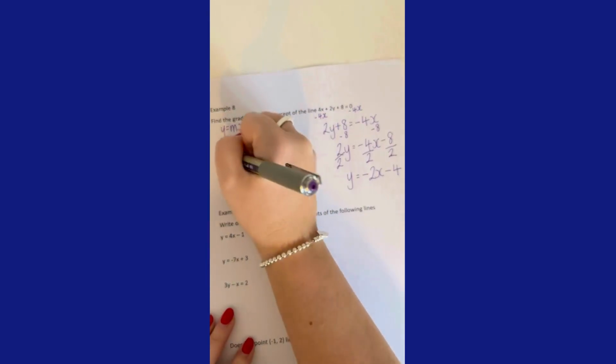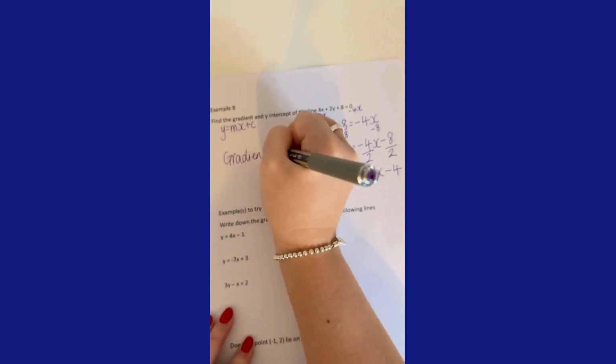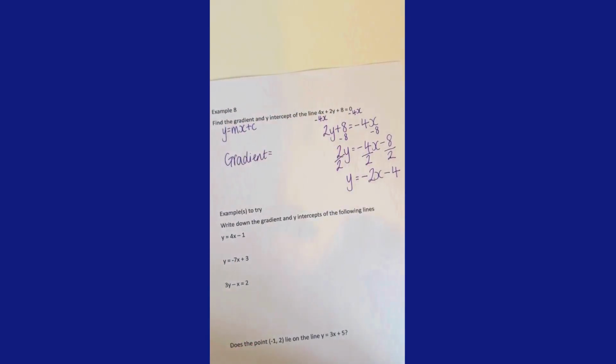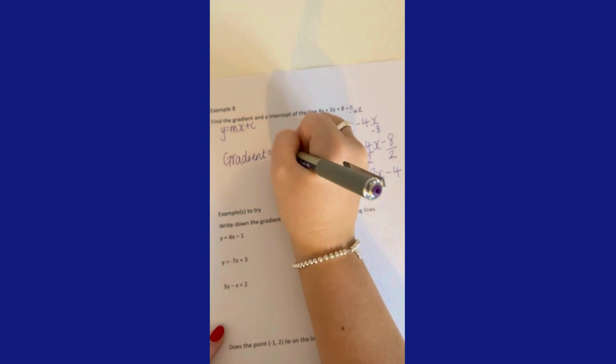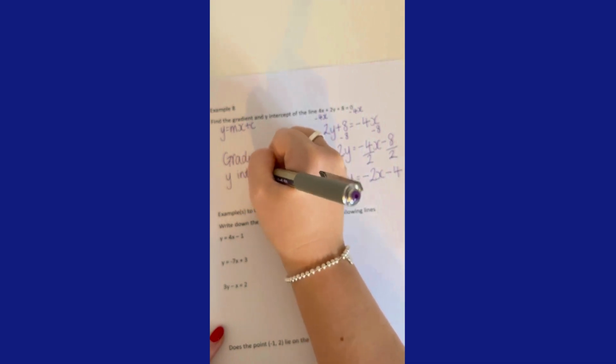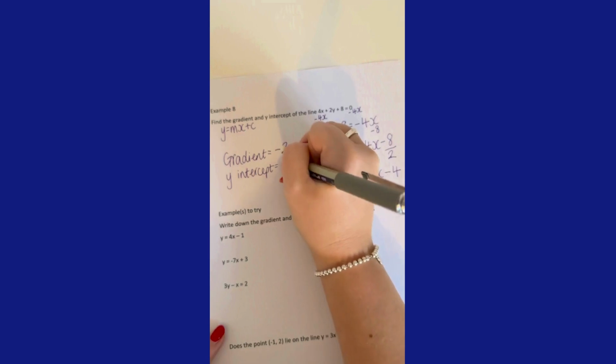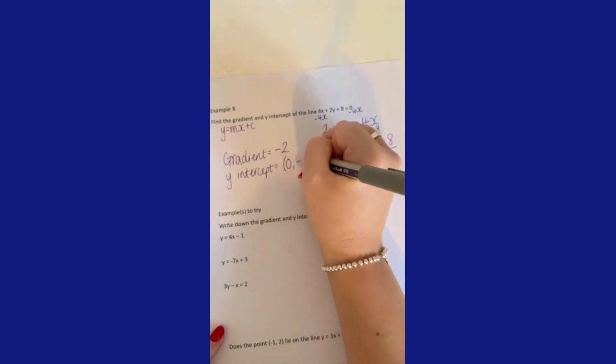What I can then do is I can say my gradient, because we have now got our equation in the form y equals mx plus c. My gradient is going to be minus 2, and my y-intercept is going to be my value at the end, which is minus 4. So as a coordinate, 0, minus 4.